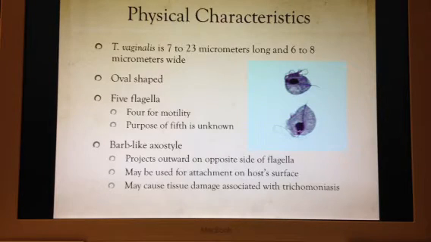The microorganism also has a barb-like axostyle that projects outward on the opposite side from the flagella. This axostyle may be used for attachment on host surface and may also cause tissue damage that is associated with trichomoniasis.